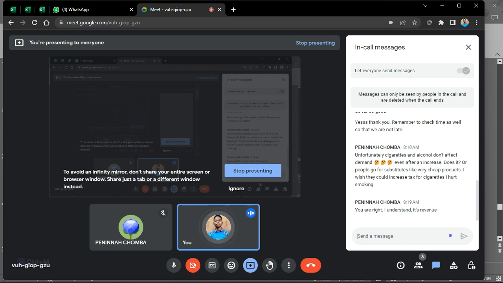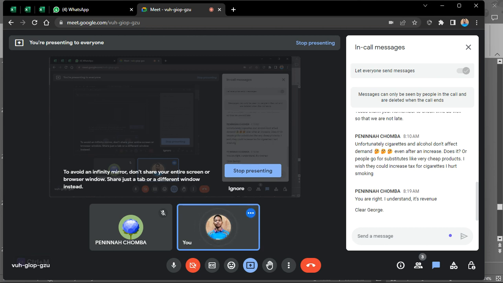Oh yeah, it's revenue at the end of the day. Yeah, because for me, I was thinking, why can't I do a research on those and recommend that it should be banned? But then when I read more about it, I was like, no, this is a dead end.